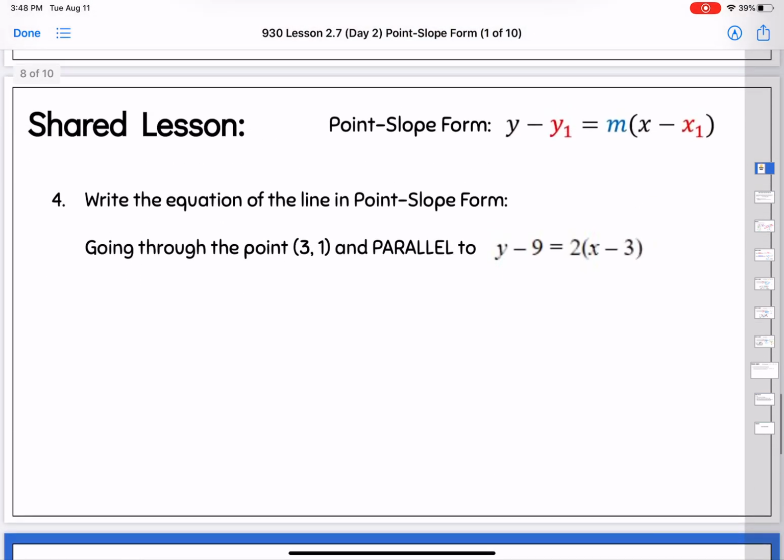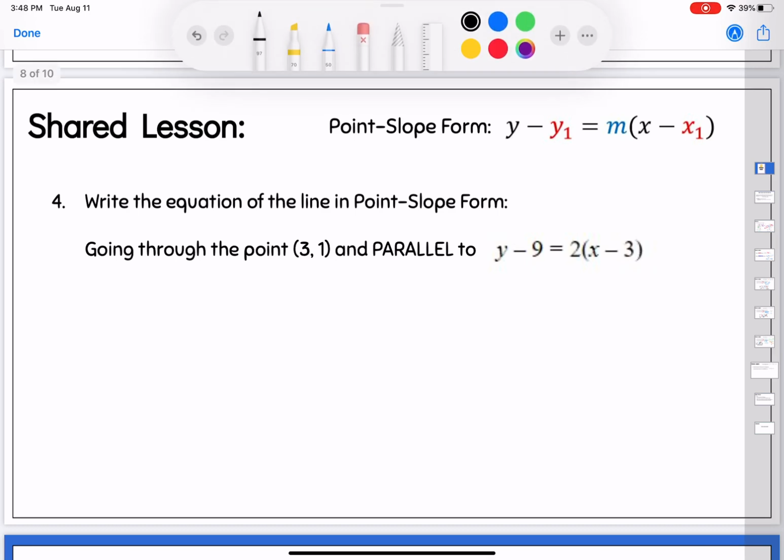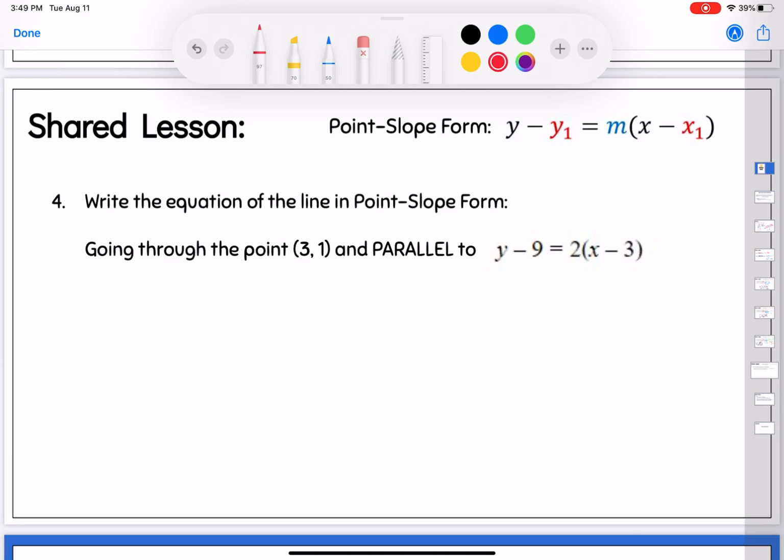Here's the last one before we wrap it up here. Write the equation of the line in point-slope form that goes through the point 3, 1 and is parallel to the equation y minus 9 equals 2 parentheses x minus 3. Pause your video and see what you can do. Okay, my point this time, positive 3, positive 1, that'll help out. So 3 is x1, 1 is y1, and I'm going parallel this time. Parallel again means same slope.